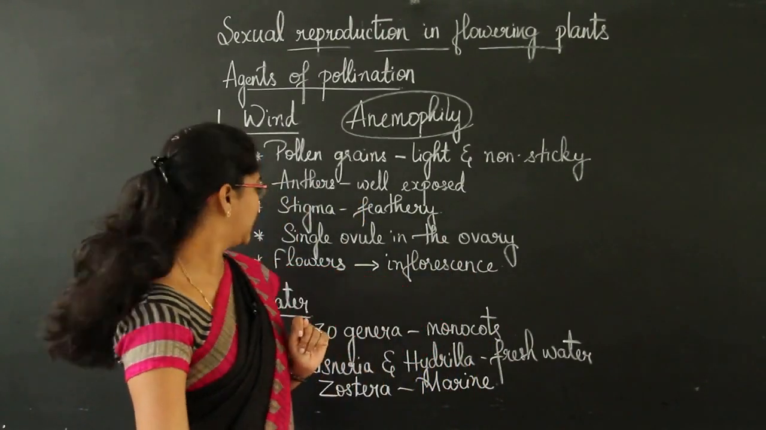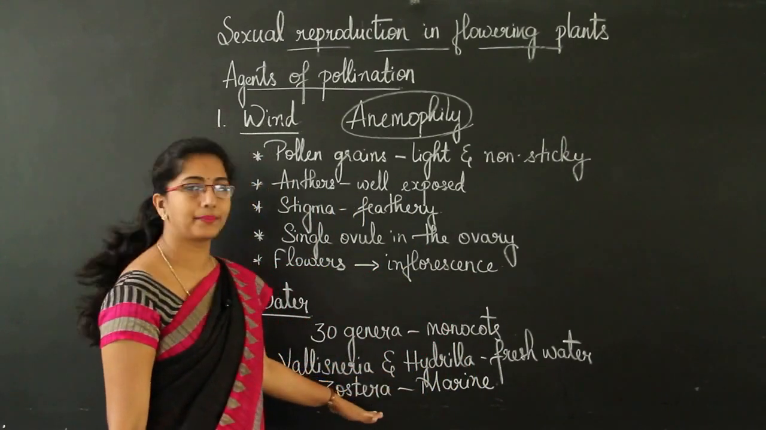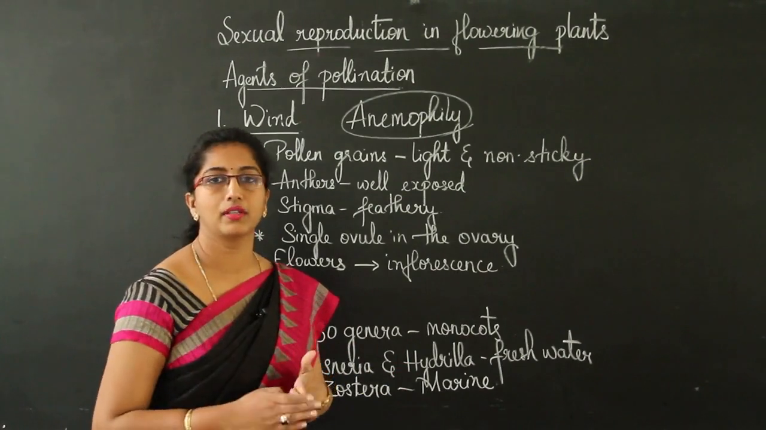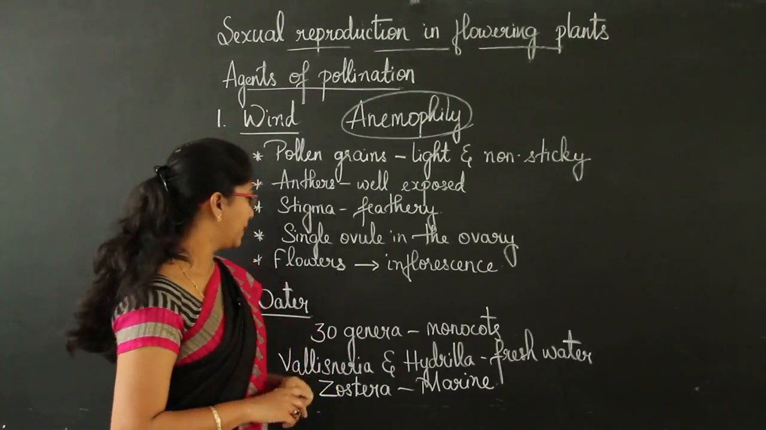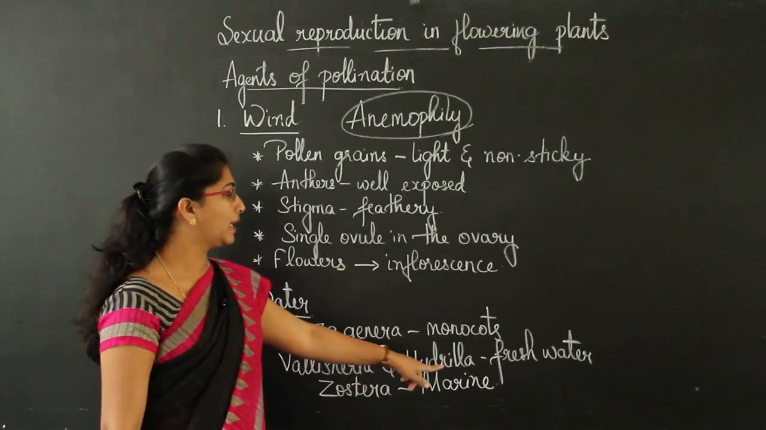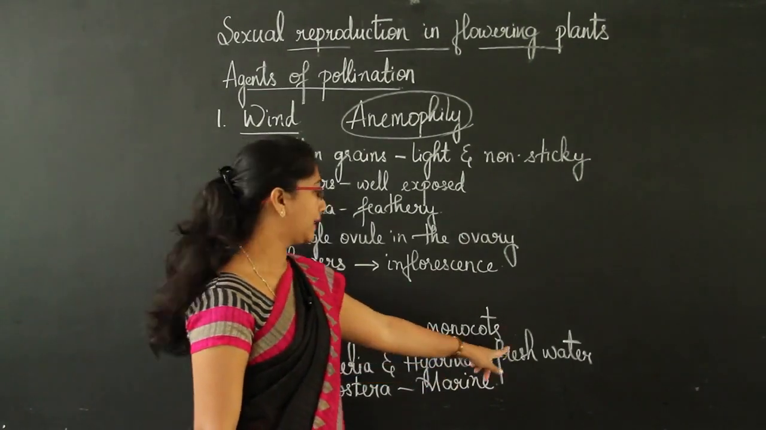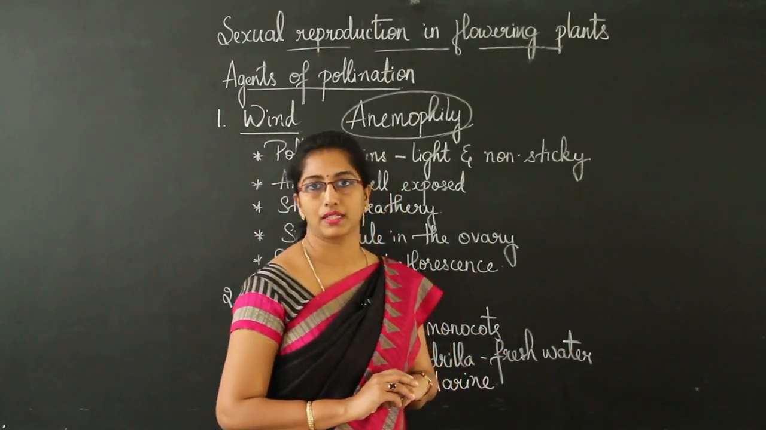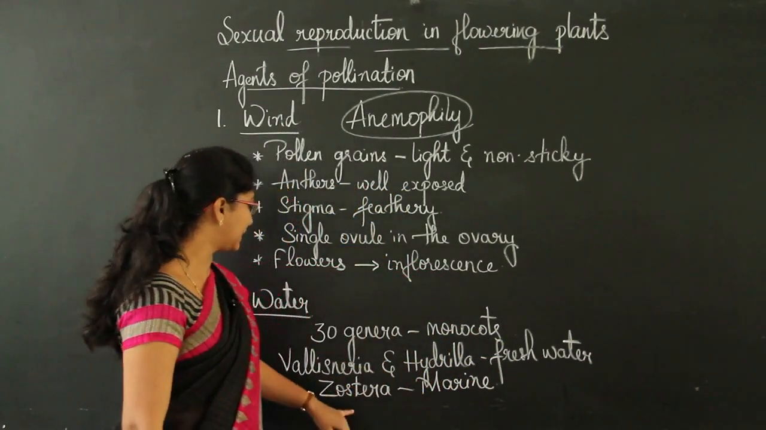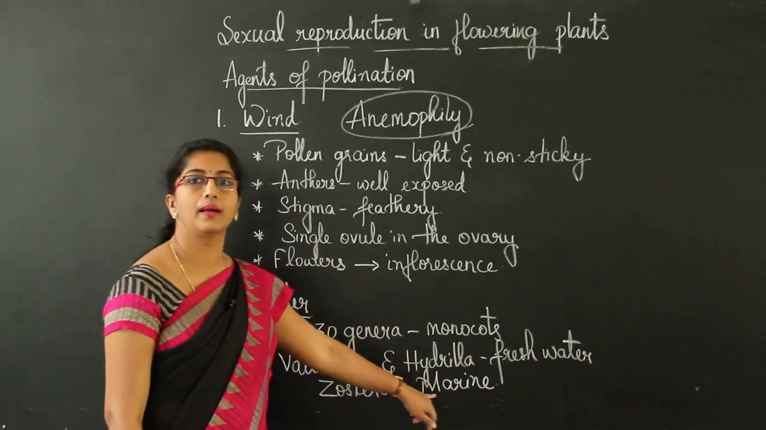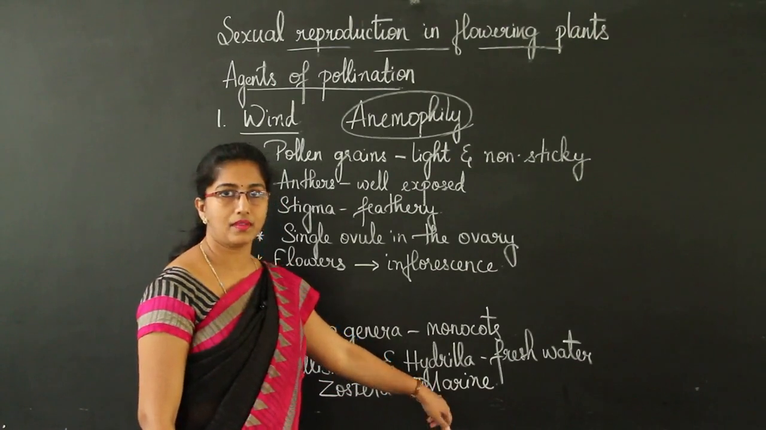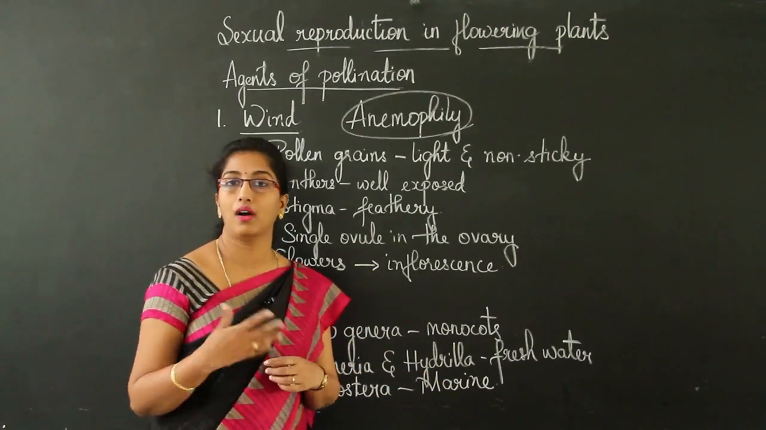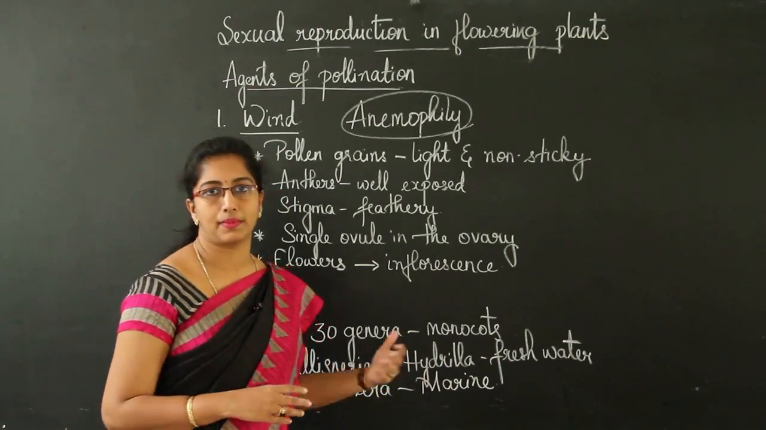Now coming to the examples. Some examples of plants which depend on water for pollination are Vallisneria and Hydrilla, which are freshwater plants. We have one more example, Zostera, which is a marine plant. We'll take these examples and see how pollination happens in these plants.